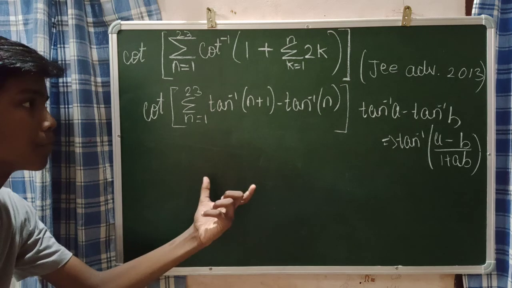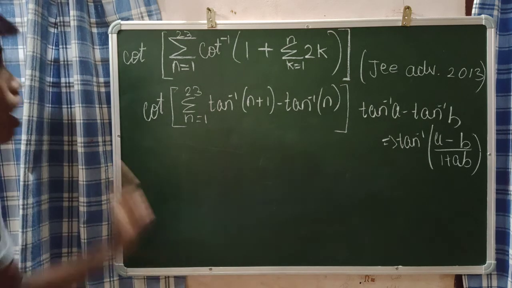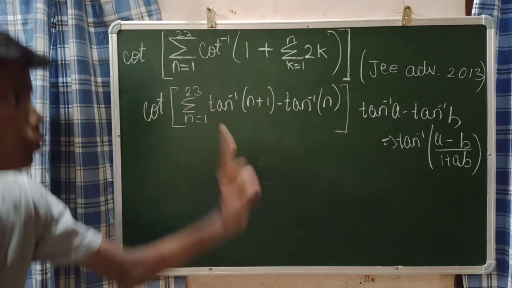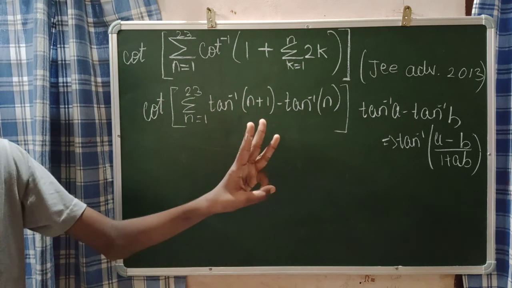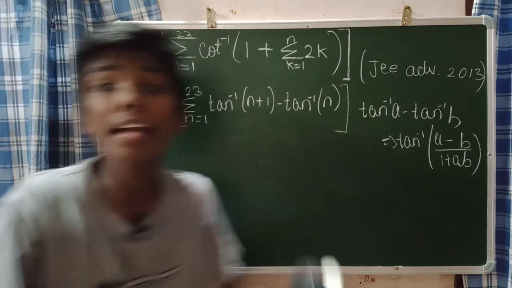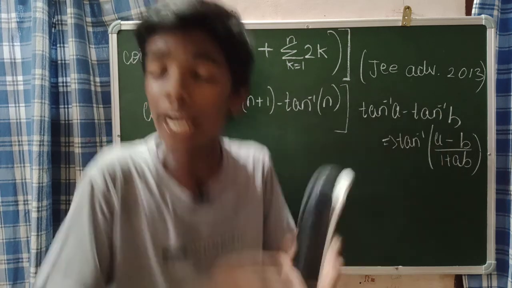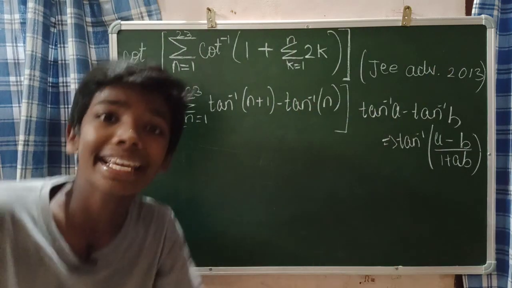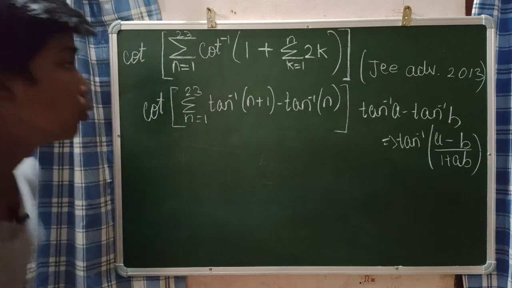Try to open this summation. How will I open this summation? First put 1 in place of n. Next put 2 in place of n. Next put 3 in place of n. All the way up to 23. When you do like that, you will get many terms. Out of those terms, most of the terms will get cancelled and you will be left with 2 terms.